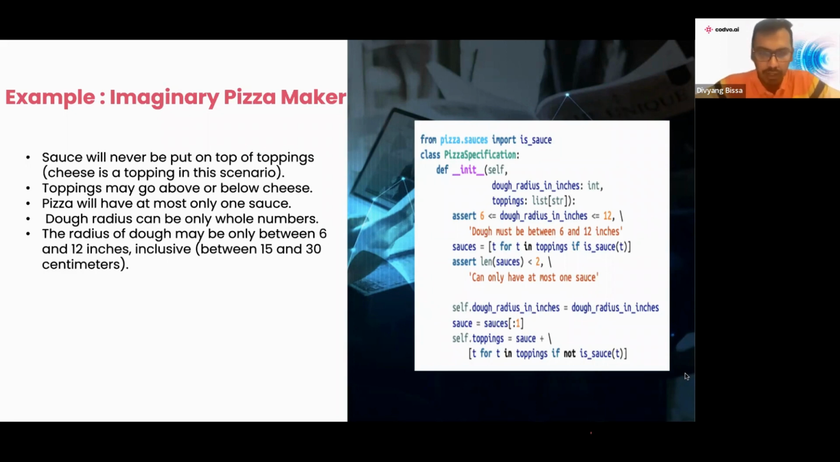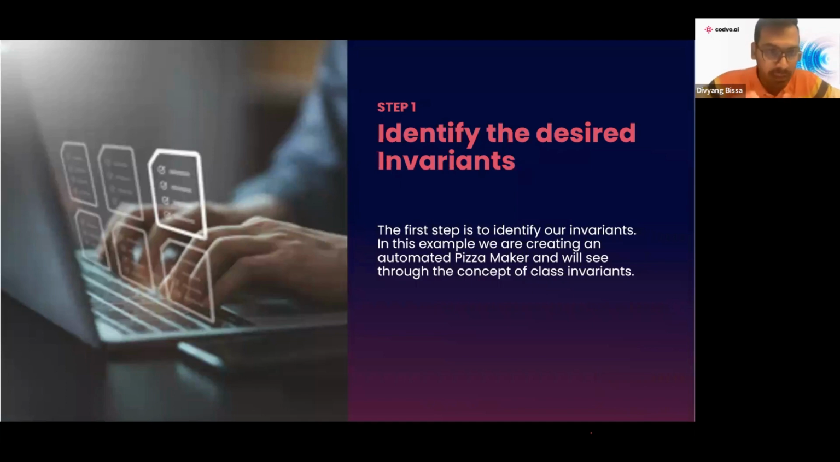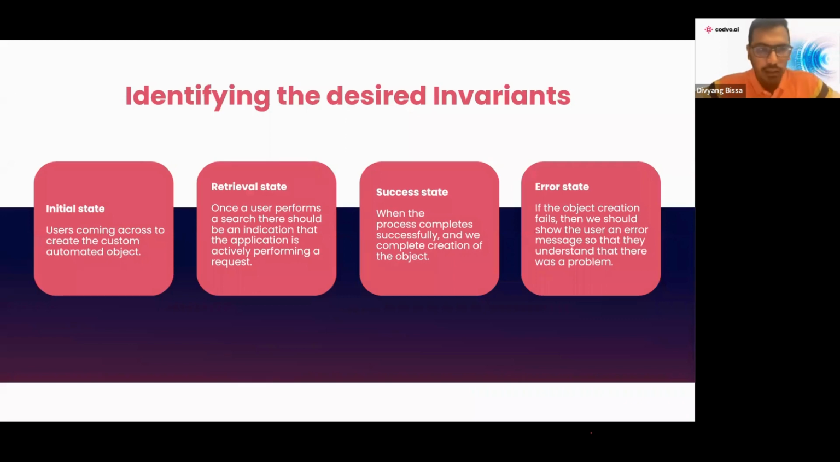But let's limit this here, and let's move on to the next slide, which will be talking about the second step. As you saw in the example, we have identified the desired invariants. We've also covered the concept of class invariants and got that step done, right? Moving on to the next step. Okay, so after identifying the desired invariants, these are the specific states.